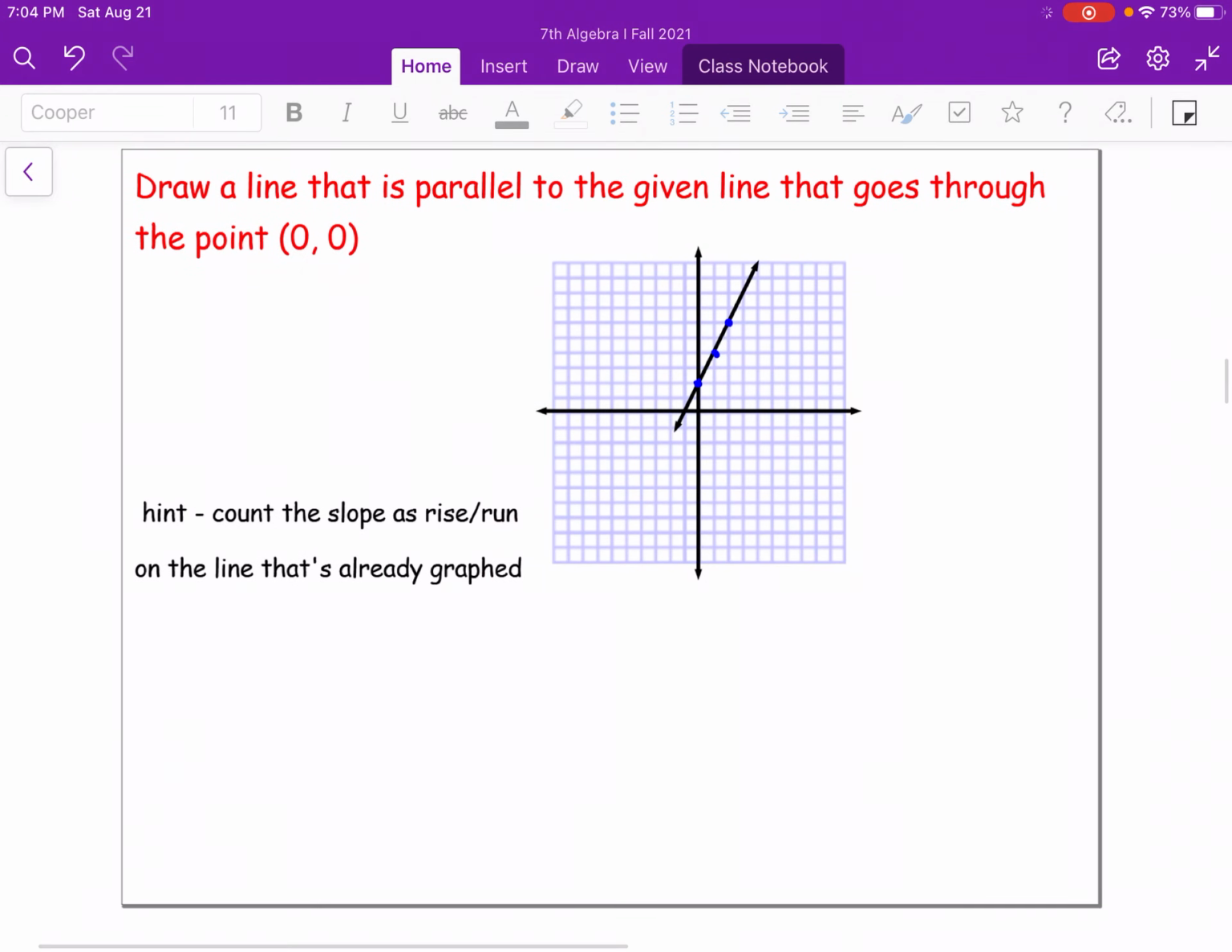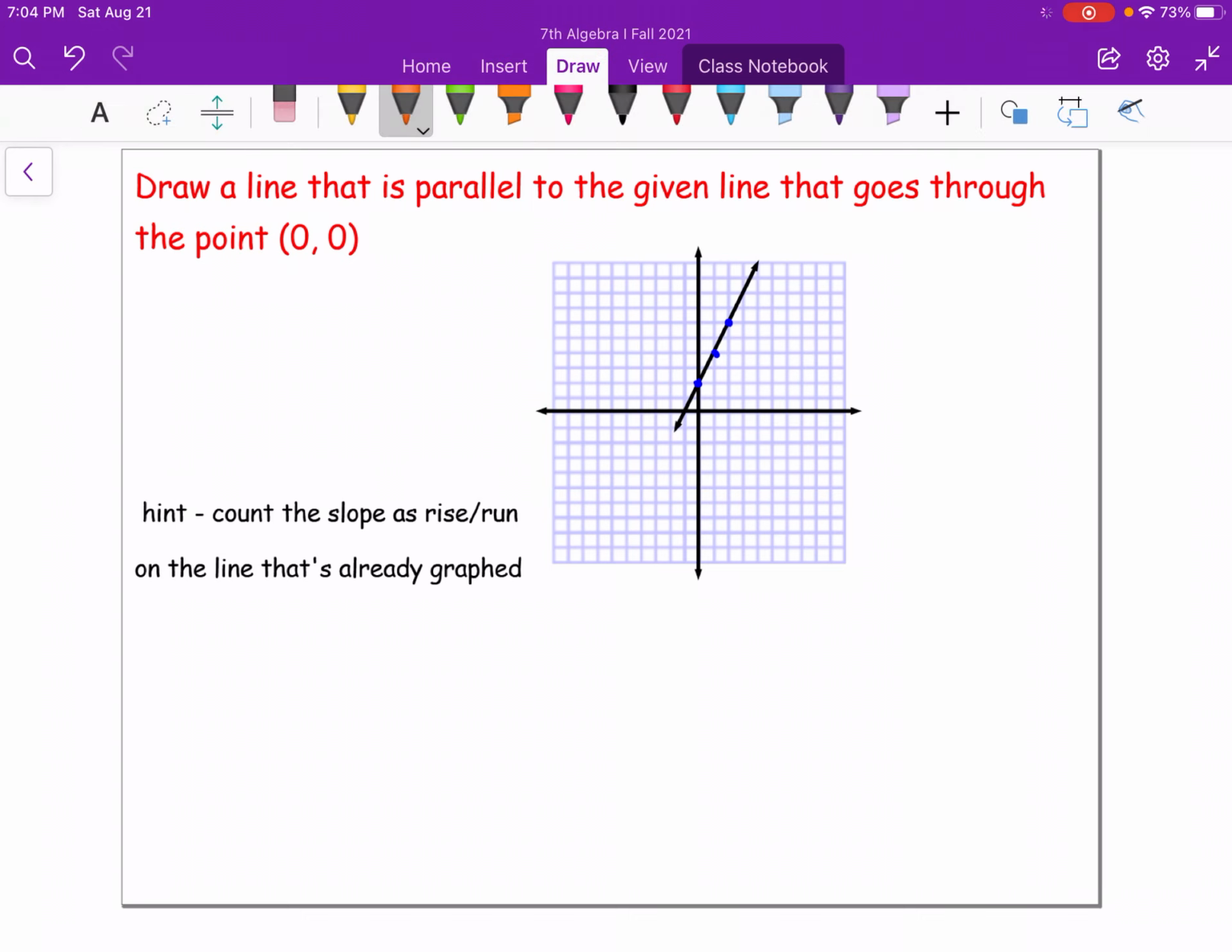Draw a line that's parallel to the given line that goes through the point 0, 0. So I'm going to start with the point 0, 0. It has to go through there, so I know that's a point. Now the slope on this first line is a rise of 2 and a run of 1. I went up 2 and right 1. Those are both positive. So 2 over 1. It's going to be the exact same thing if it's parallel. So I'm going to go up 2 and to the right 1, up 2 and right 1. And that's my parallel line.